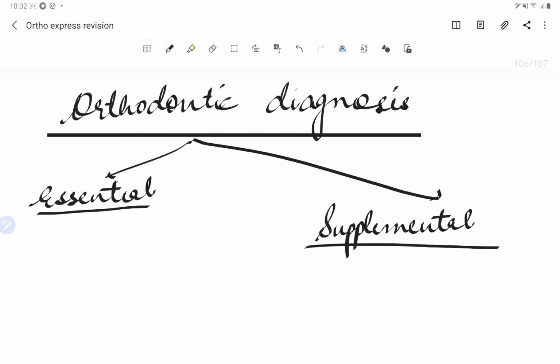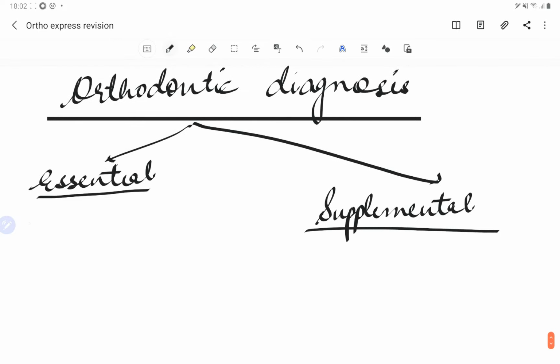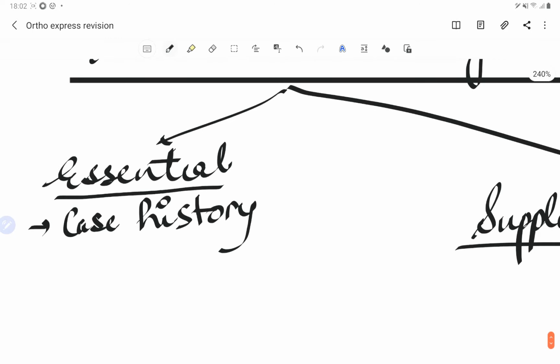So these are the clinical aids which are important for all the cases. They are very simple. They don't require any expensive equipment. So the following are the essential diagnostic aids. We always start with a case history. The very first thing we do when the patient approaches us is take a case history, right? In that we will be studying about examinations. Then study models. We take an impression, we pour the cast, and then we make a model. In the model we can do the model analysis and the examinations, right?